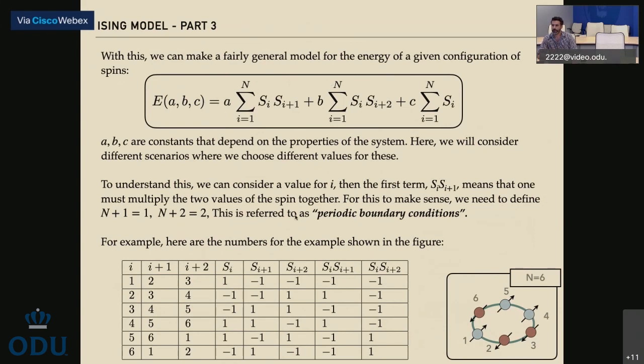And so, what are the things that are multiplying A, B, and C? So let's try to break it down. So first, I have some symbols. You see that I'm summing i from 1 to n here, and I have Si and Si plus 1. In this case, I have Si multiplied times Si plus 2. And in this one, I'm just summing over Si's, okay?